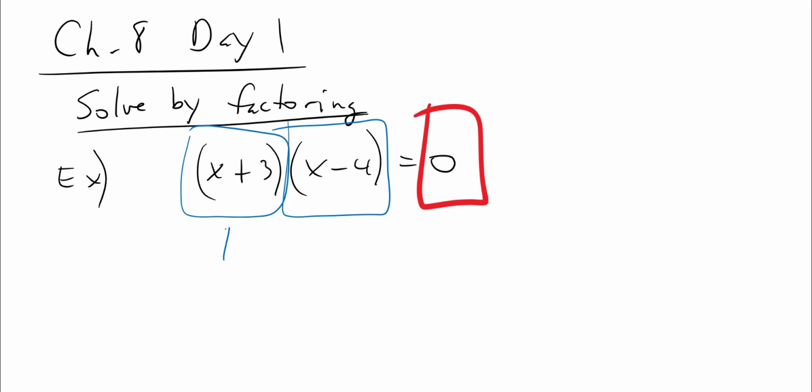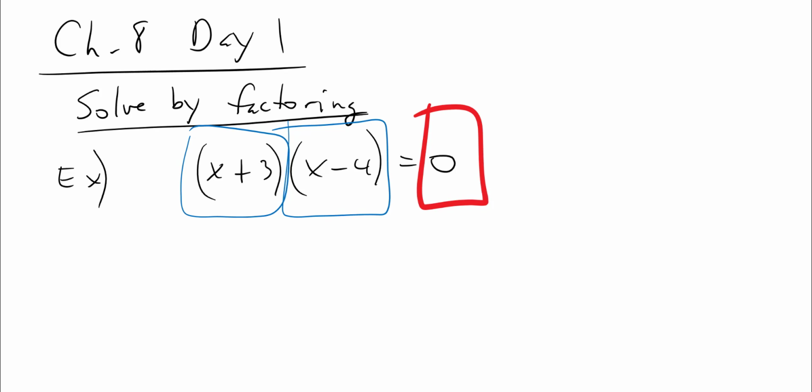You're going to set each one of these equal to 0, because think about it. If this first one's equal to 0, then if I multiply it by x minus 4, it doesn't matter what the x minus 4 is, right? 0 times anything is 0. Same thing if I said this was equal to 0. If I multiply that by x plus 3, as long as I'm multiplying it by 0, it's going to give me 0. So either one of those needs to be 0 to solve the equation.